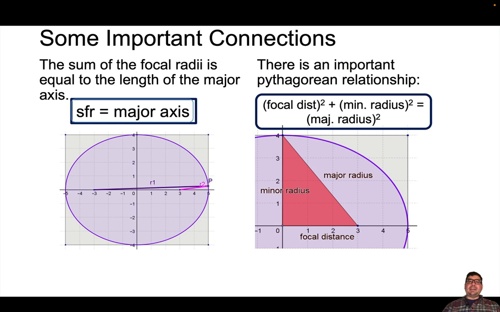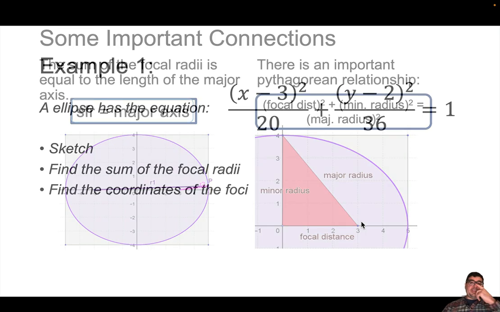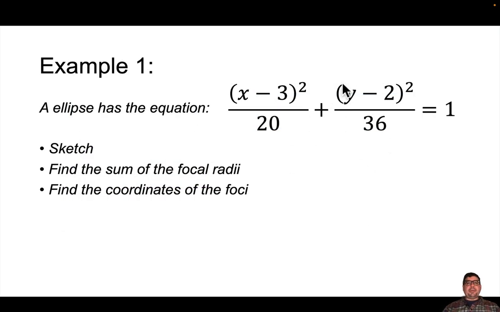I encourage you not to think in terms of A's and B's and C's here. And many books will do that. It works for some students. If it works for you, great. But instead of A's and B's and C's, I think about what legs I have in my triangle and how it's going to help me. The focal distance squared plus the minor radius squared will give me the major radius squared. Let's try this out. So in this example, notice we had to sketch it, find the sum of the focal radii, and find the coordinates of the focal points.